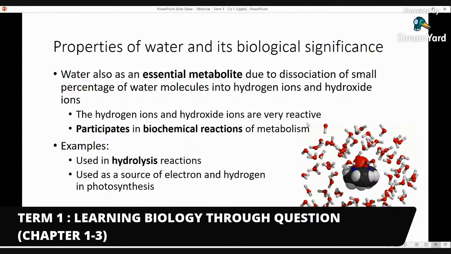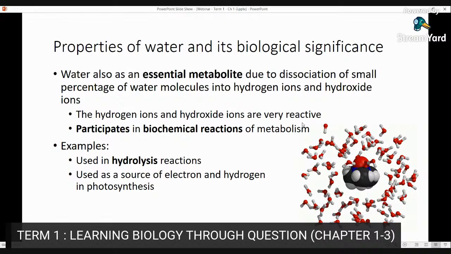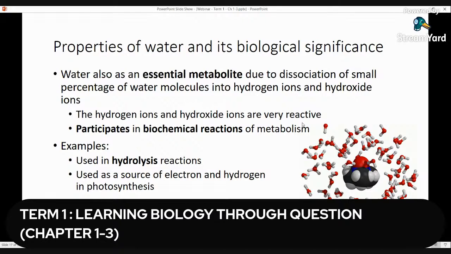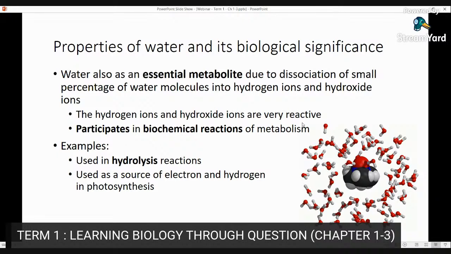The other one is that water is also an essential metabolite due to the dissociation of a small percentage of water molecules into hydrogen ions and hydroxide ions. The hydrogen ions and hydroxide ions are very reactive, so they participate in biochemical reactions of metabolism. For example, they are used in hydrolysis reactions and also as a source of electrons and hydrogen in photosynthesis.